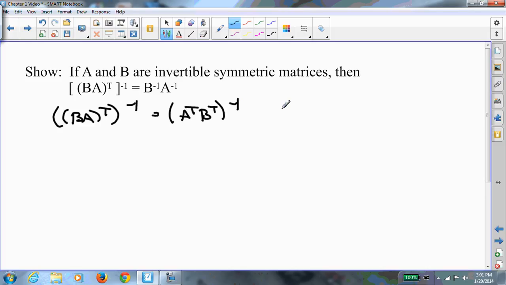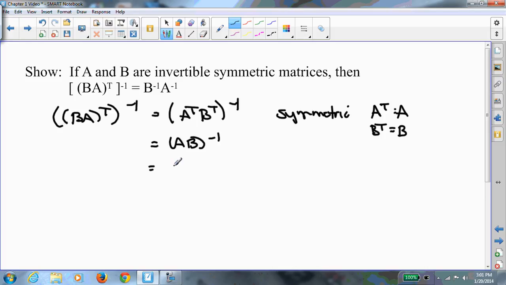But symmetric means that A transpose equals A and B transpose equals B. So in place of this, I'm going to put A, B inverse. And then our inverse property was AB inverse is equal to B inverse A inverse. Now, remember I just assumed that AB was already invertible, which I gave, so I was okay doing that. So there's a review of symmetric, the transpose, and the inverse properties.